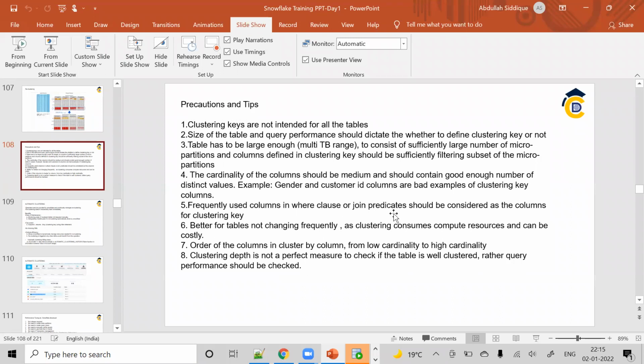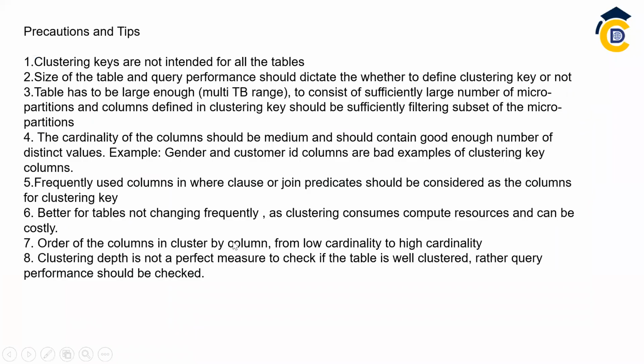Frequently used columns in where clauses or join predicates should be considered as the columns for clustering. If you have worked on Oracle or other data warehouses, they normally create indexes on the columns that are used frequently in the where clauses, right? Although this is not indexing here, I'm just taking an example. This clustering is different; we have seen what clustering is till now. Whenever you are using a where clause, the columns that you use frequently would be a good candidate for a clustering key.